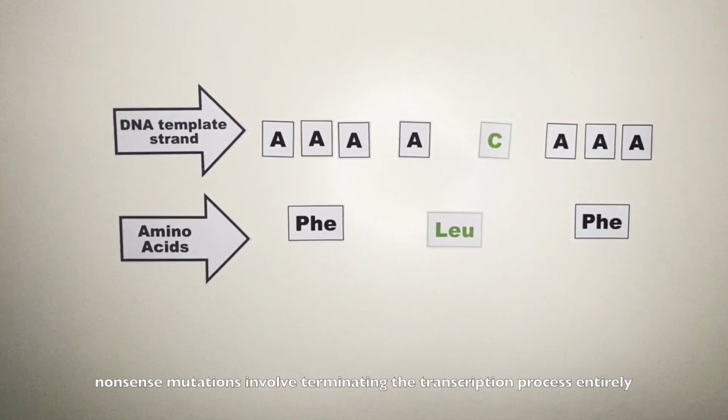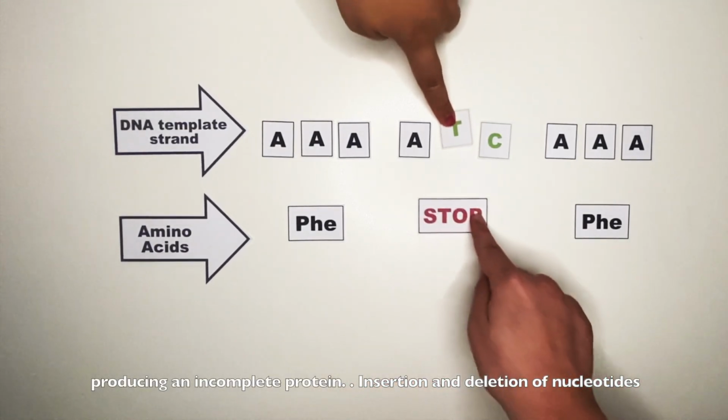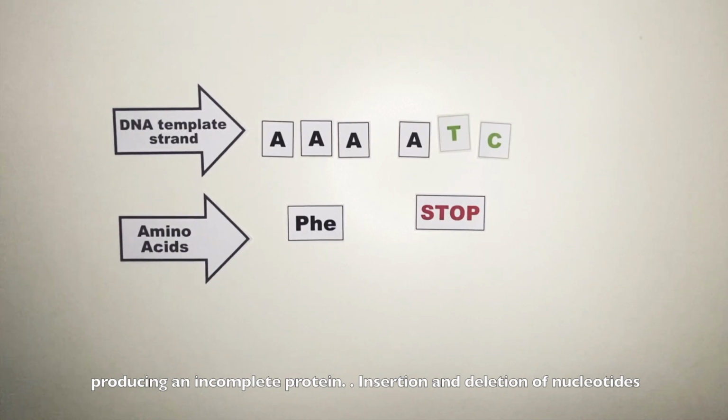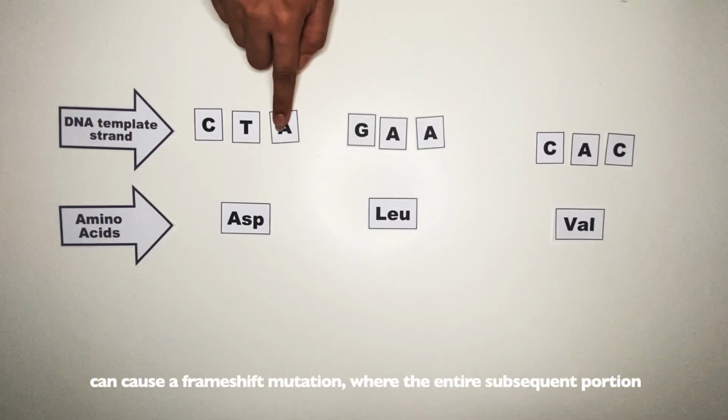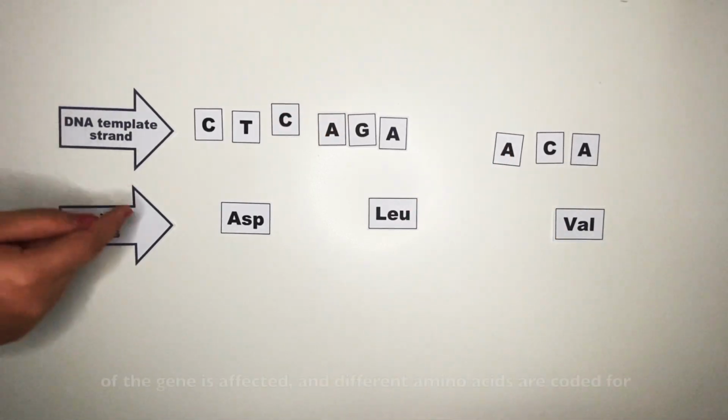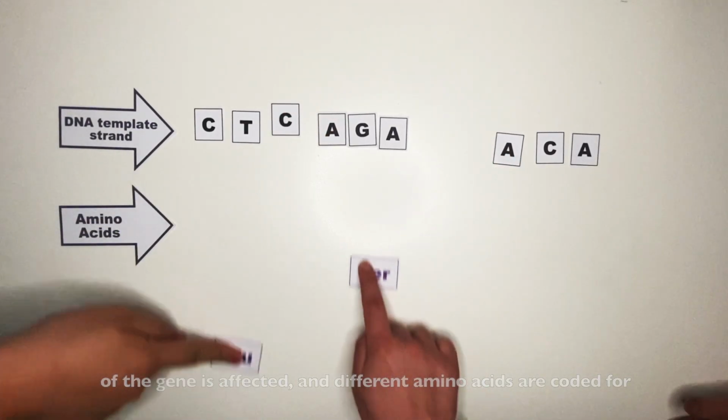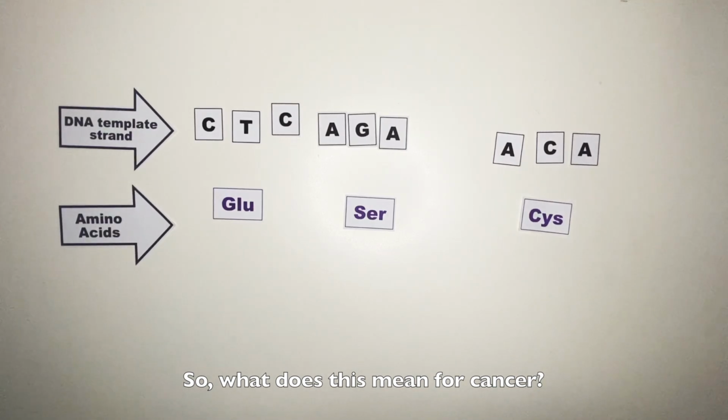Nonsense mutations involve terminating the transcription process entirely, producing an incomplete protein. Insertion and deletion of nucleotides can cause a frameshift mutation, where the entire subsequent portion of the gene is affected and different amino acids are coded for. So what does this mean for cancer?